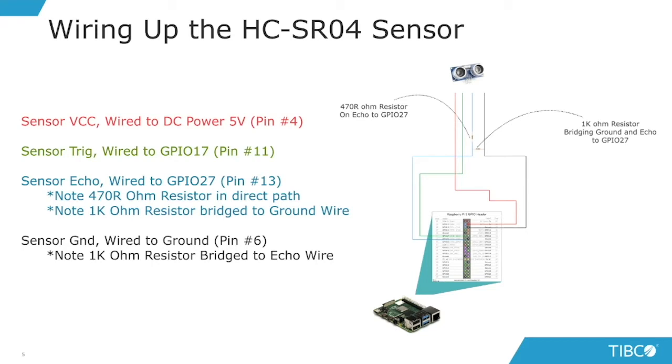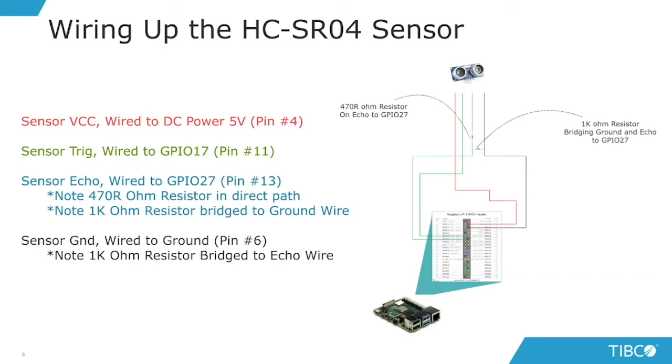The first resistor that we're going to put in is a 470R ohm resistor, and that's going to be directly in line with the echo wire. You can see this on the diagram. It's the top resistor. It runs in between one wire that's connecting to the echo and through to the sensor itself. And then the other resistor that we have to add is a 1K ohm resistor that's going to ultimately bridge our echo wire to our ground wire.